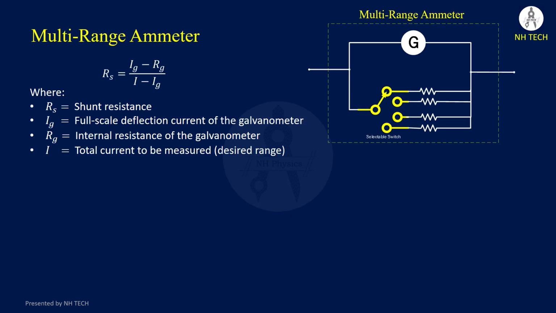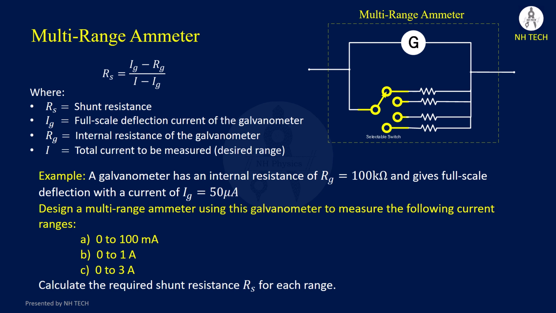A multi-range ammeter can be developed by using a selectable switch as shown in the circuit diagram. The design formula for the shunt resistance is given by, where Rs is the shunt resistance, Ig is the full-scale deflection current of the galvanometer, Rg is the internal resistance of the galvanometer, and I is the total current to be measured. Numerical problems will be solved in the last part of the video.